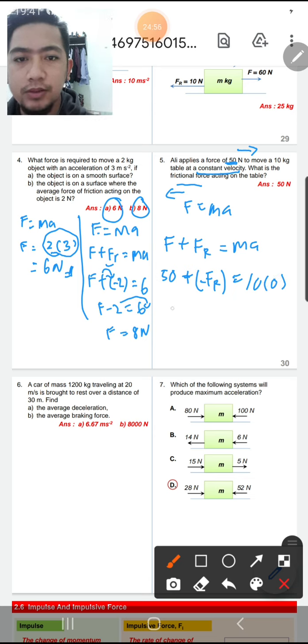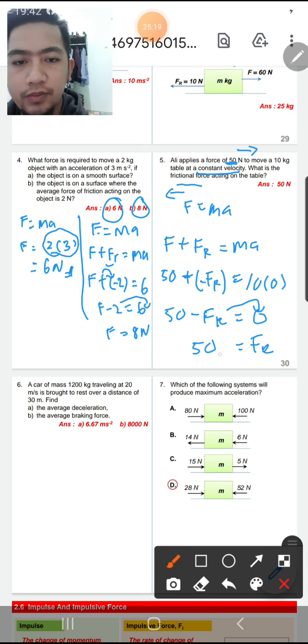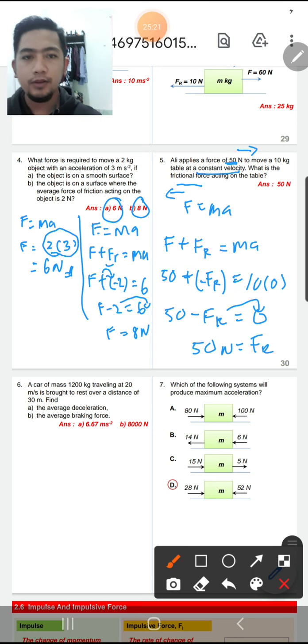So A is 0. So 50 minus Fr is equal to 0. So to find the frictional force, if you bring this frictional force to the left, it becomes positive Fr. So the frictional force is 50 Newton. Okay, same as the answer here.